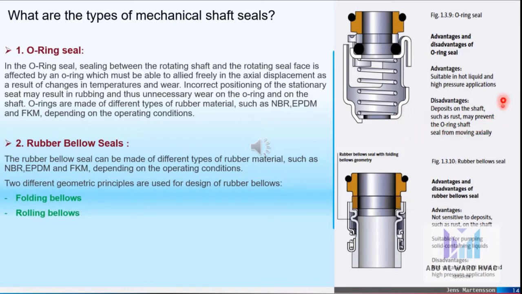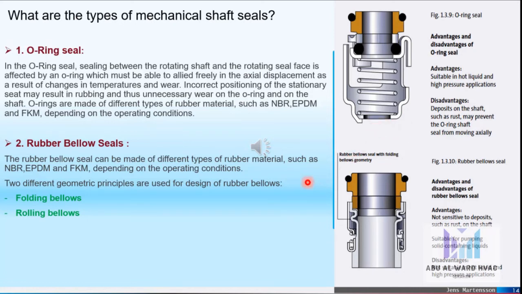We can see here also on this slide the advantages and disadvantages of O-ring seals. The advantages are suitable in hot liquid and high pressure applications. The disadvantages include deposit on the shaft such as rust may prevent the O-ring shaft seal from moving axially.